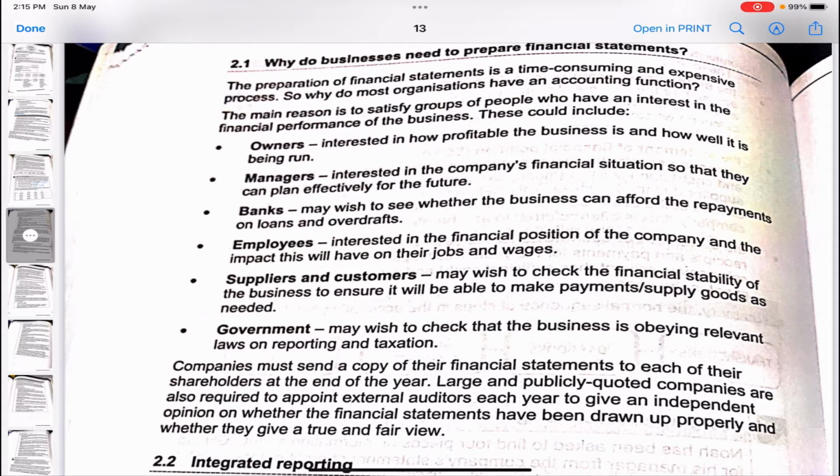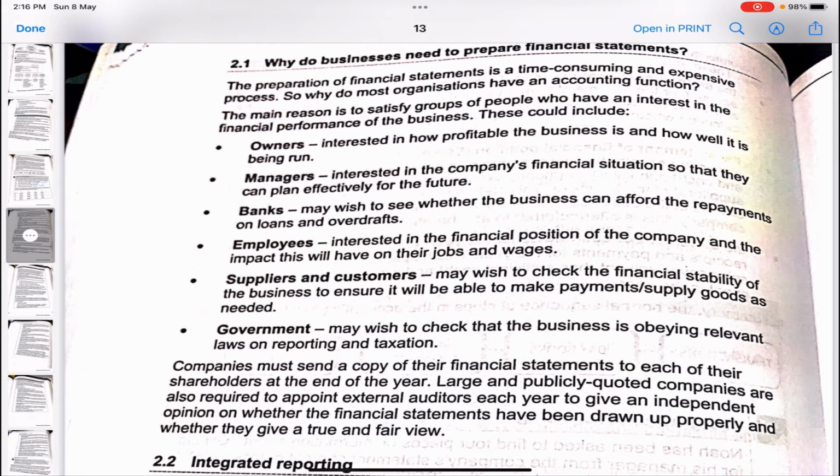And then we have the managers, who are interested in the company's financial situation so they can plan effectively for the future. Then we have banks. Banks want to see the business's performance, so that they can check whether they should provide a loan or not, and whether the business will be able to repay it.